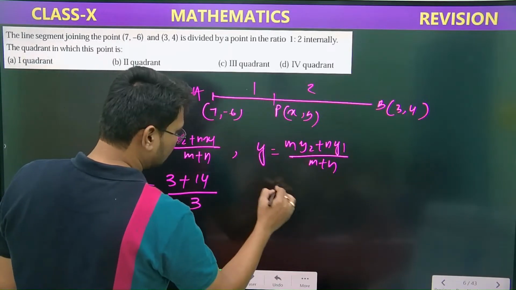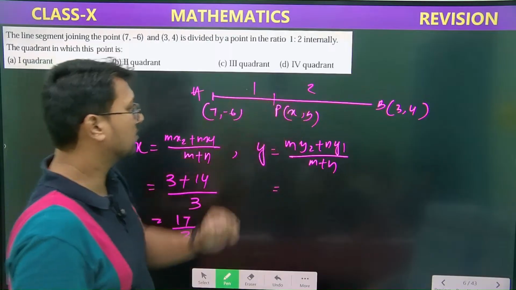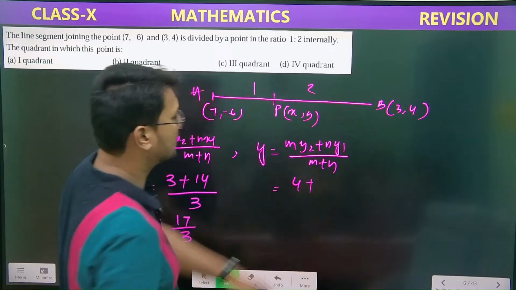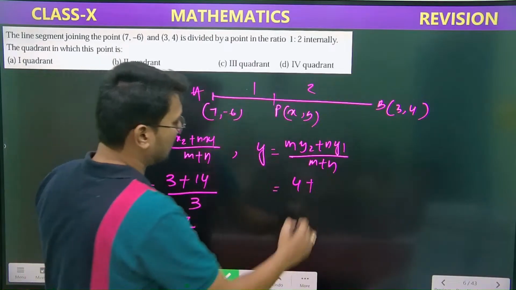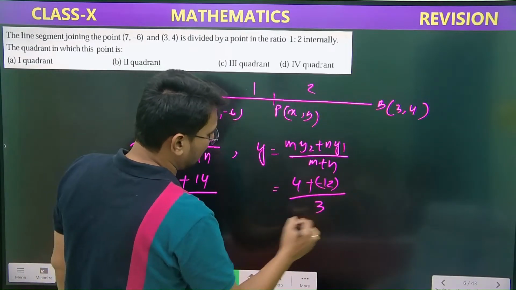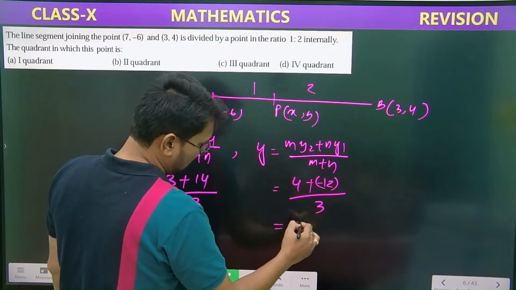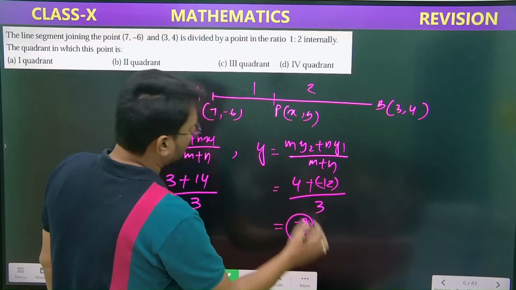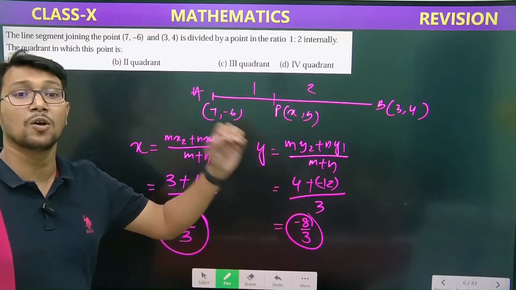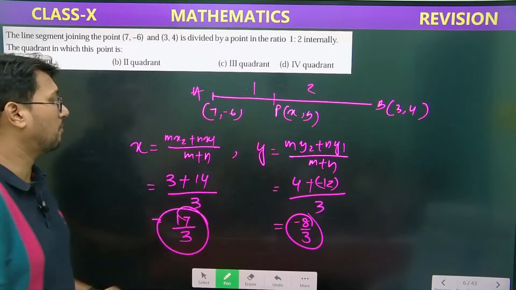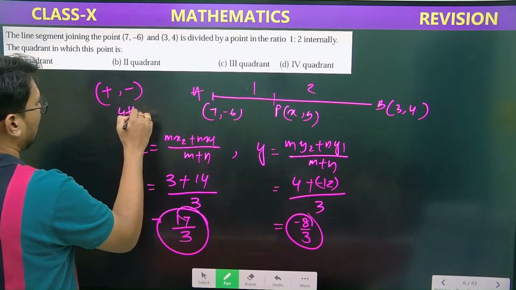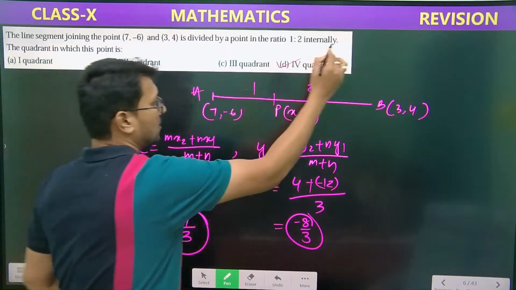Okay, 1 into y2, that is 4, plus 2 into minus 6, that is minus 12. Oh, it is minus, right? So m plus n is 3. Therefore, minus 8 by 3. So the coordinates are 17 by 3 and minus 8 by 3. Hence, it is the fourth quadrant, plus minus. Done. The answer is option D.